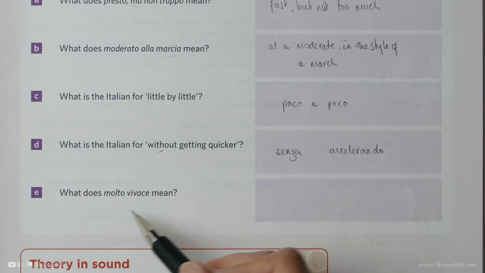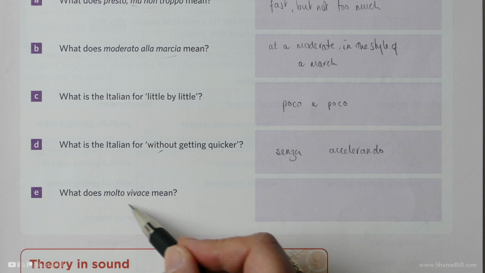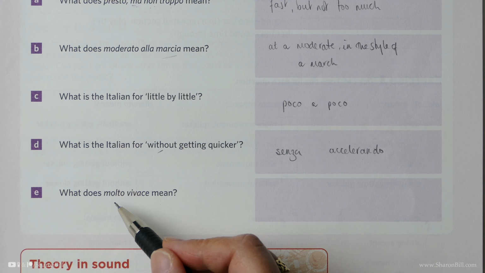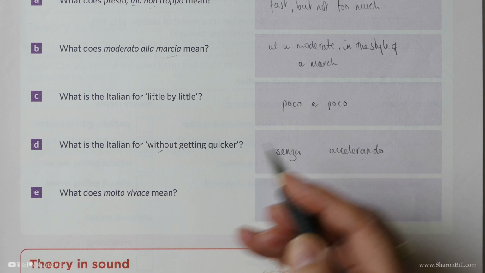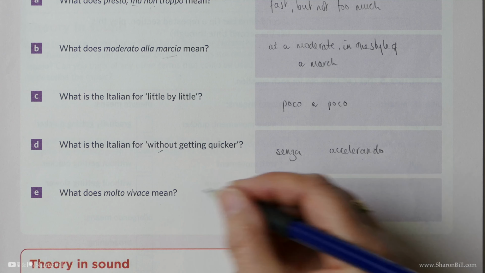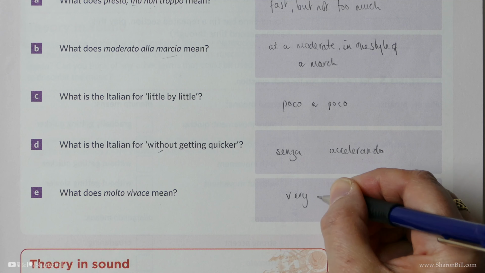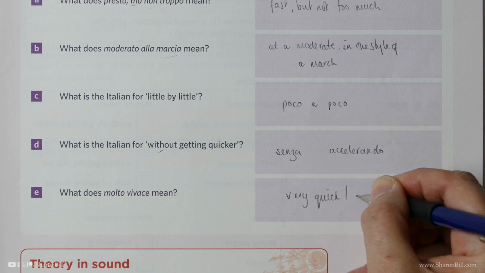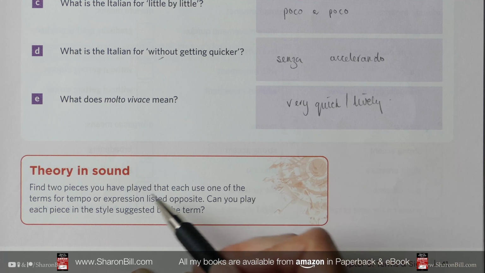And then finally, molto vivace. Well, vivace is sort of vivacious, fast, lively. And molto is much. So literally we've got much lively, quick, but I think we can give that a bit more general interpretation and just say very quick, lively, something along those lines. And it's good to put these terms into context.